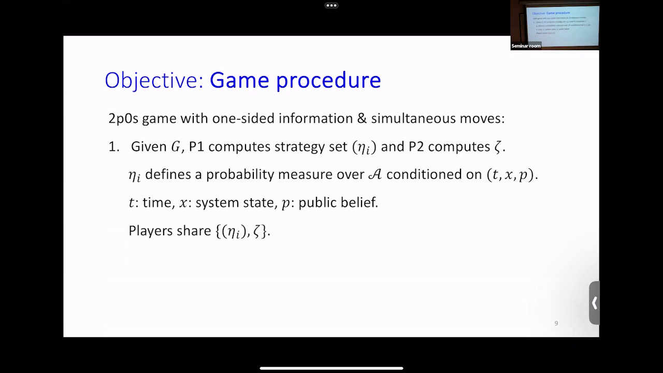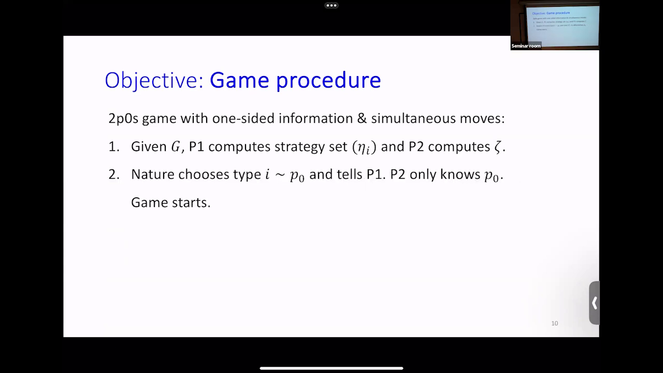All right. And by strategy, it is going to be a probability distribution over the action space conditioned on 3 elements. One is time, at what stage of the game this is. And the second is the public state, which is for poker, all the cards that you see on the table. And the third thing is the public belief, which is what do you believe the cards will be on your opponent's hand.